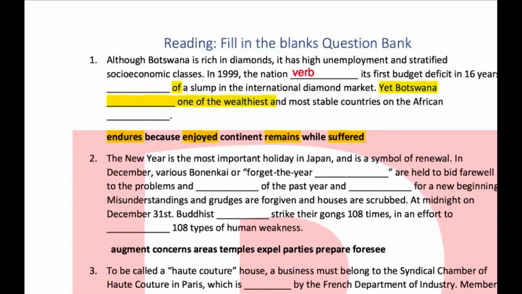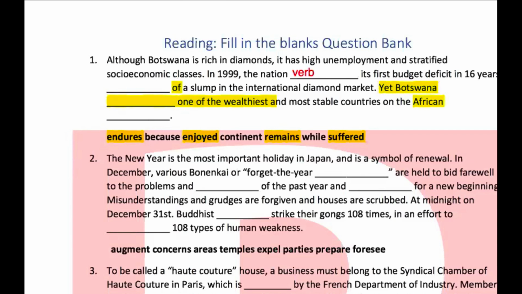Yet one of the wealthiest. Being wealthy is a positive thing. So endure, being a negative word, does not fit here, which means remains is the right answer. And most stable countries on the African. Now, out of all the words given here, continent is the only word that collocates with African. So that's how we know the answers of this question.